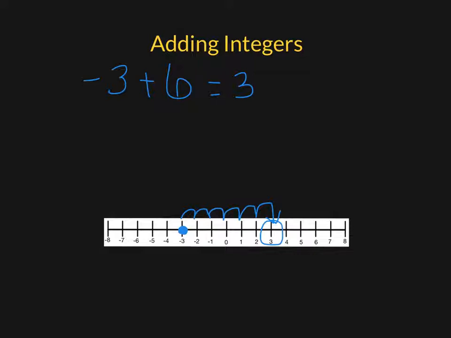To look at another example, let's say 7 plus -4. Now we're going to start at 7, and since we're adding a negative, we're going to move to the left. 1, 2, 3, 4. That also happens to take us to 3. However, since always using a number line is not feasible, let's look at a couple of different ways we can look at this.